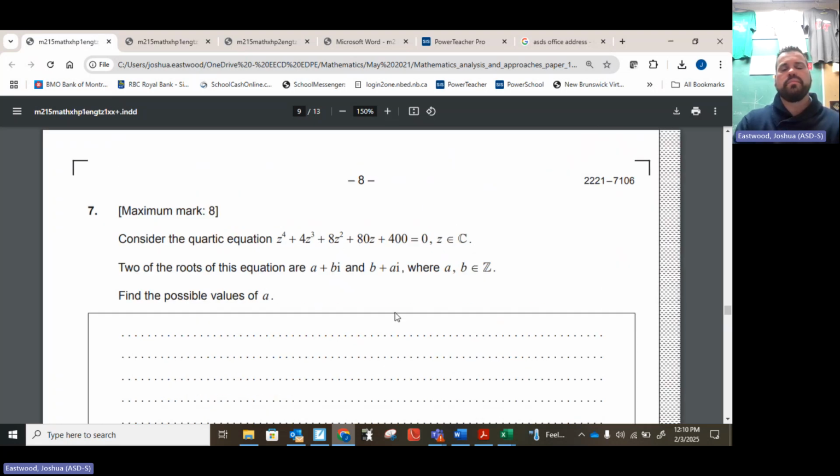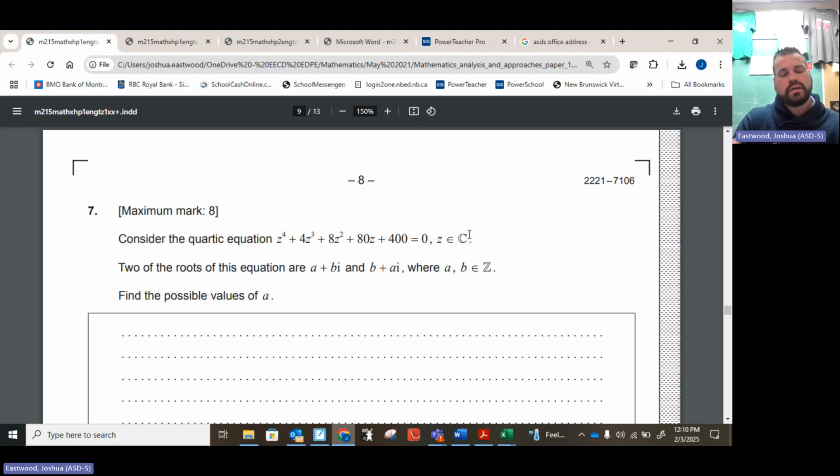I just want to point out some things that you should know when you read a question. So this says, consider this quartic equation. If it's a quartic equation, that tells you that there are 4 roots, right? 4 total, and it gives you 2 of them. It says one of the roots is a plus bi and the other is b plus ai.